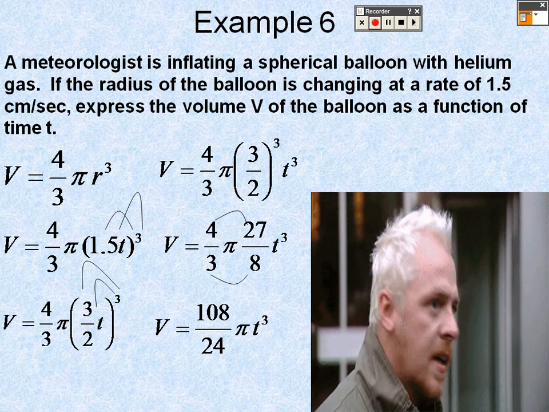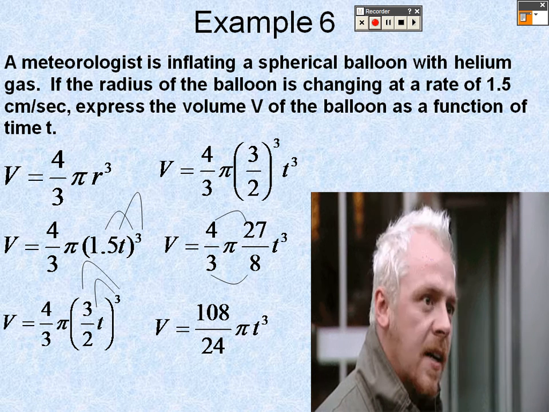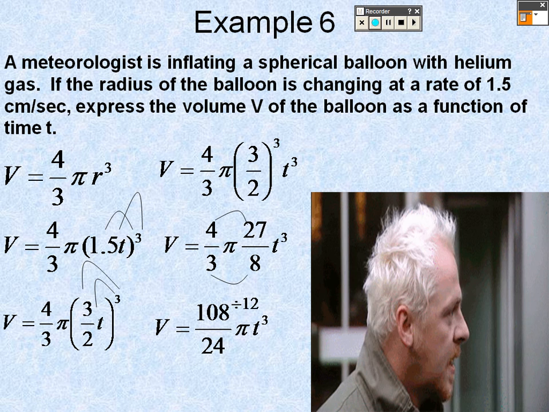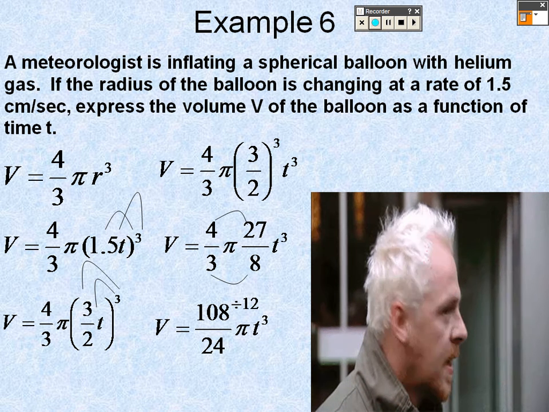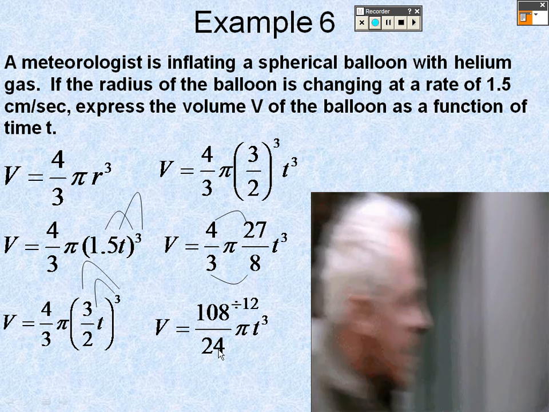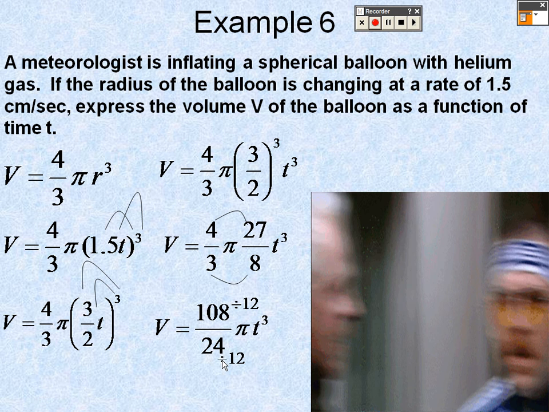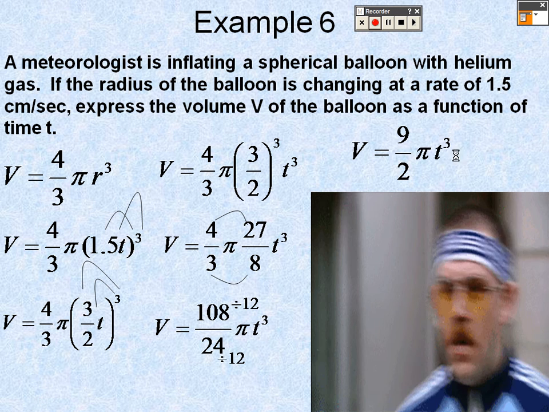And it says express the volume of a balloon as a function of t. So now this is basically saying, get t by itself. But before I do that, I realize I can divide a 12 out of these. So I end up with 9 over 2 pi t cubed.